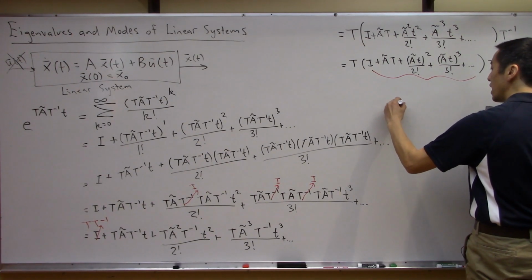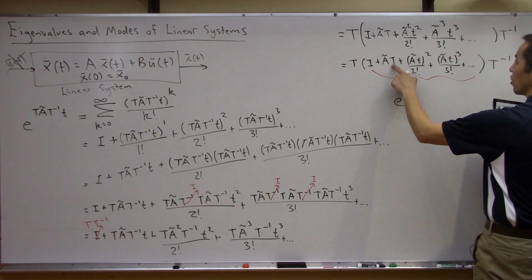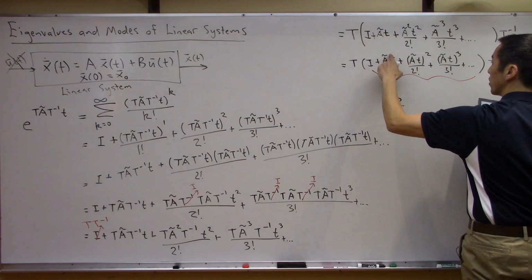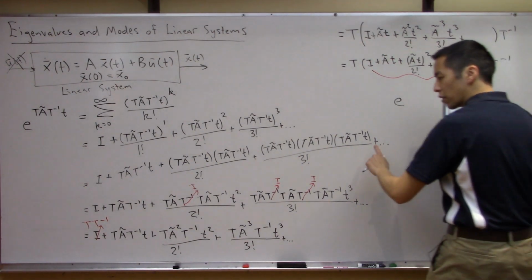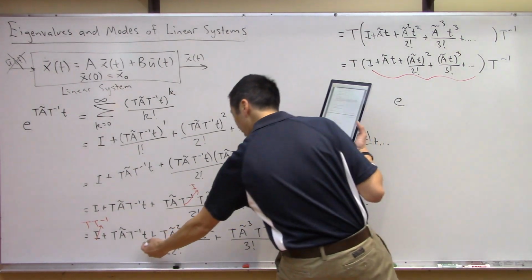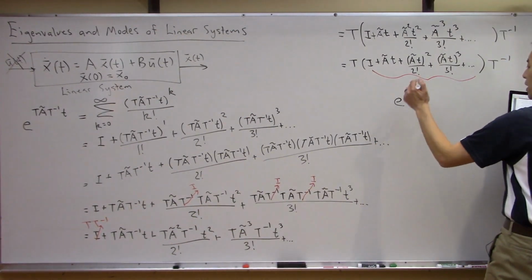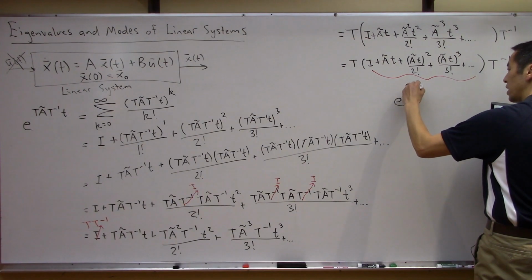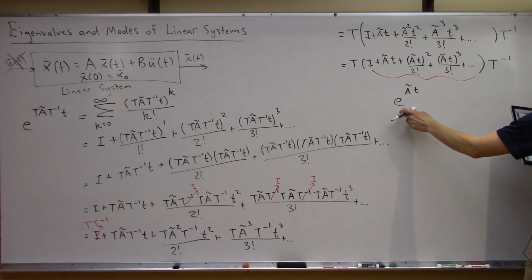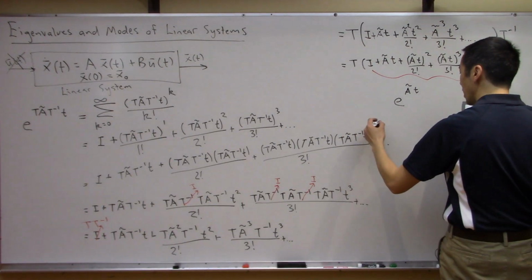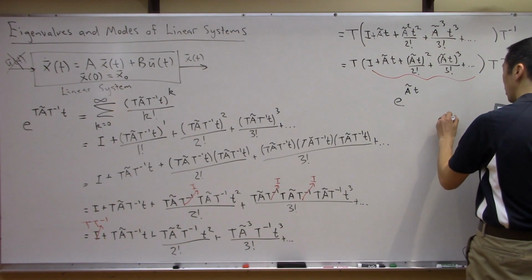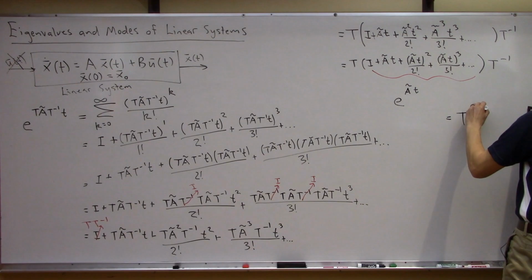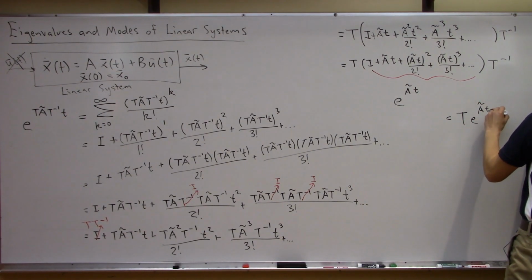This is nothing more than e to the, oh shoot, I lost, sorry, this should have been a lowercase t. That's a lowercase t, sorry, lowercase t here, lowercase t there, right? Because that should have been, yep, that's the lowercase t right over here. Okay, sorry, now we got it. This whole thing in red, in parentheses, this is e to the A tilde t, right? This infinite series is nothing more than this. So at the end of the day, we end up with this whole thing. Maybe I better do this over here. This becomes T times e to the A tilde t times T inverse, right?